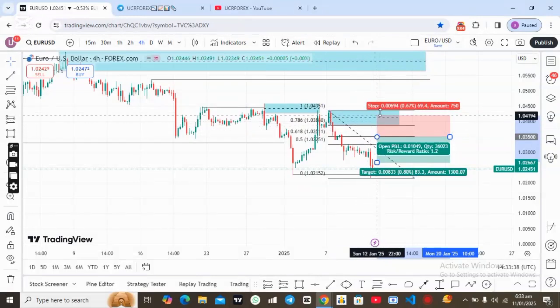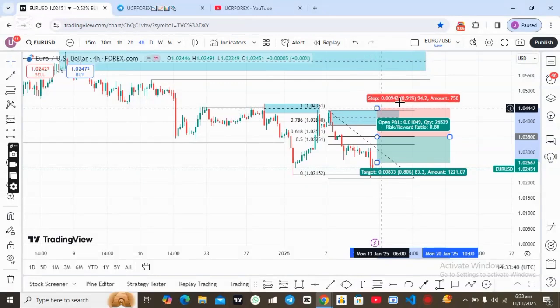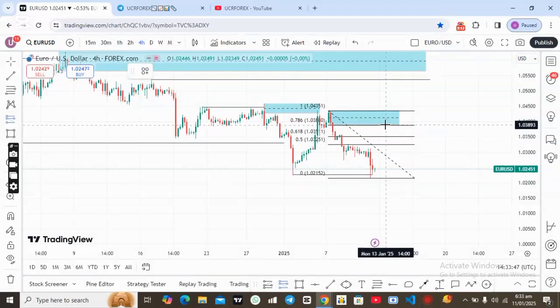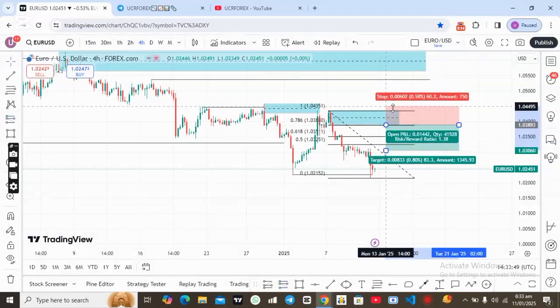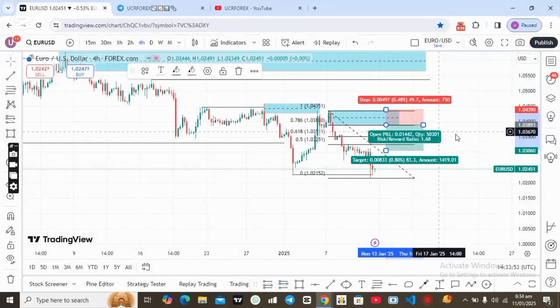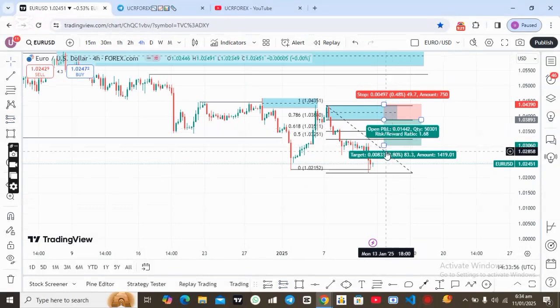So if you really want to trade from this 61, that means your stop loss needs to be this, and you'll be risking over 100 pips plus. It doesn't make sense. So what I will do is make sure that I'm trading from the very particular zone this way. And even if I'm trading from this zone, I'm still risking very massive. I'm risking around 49 pips.